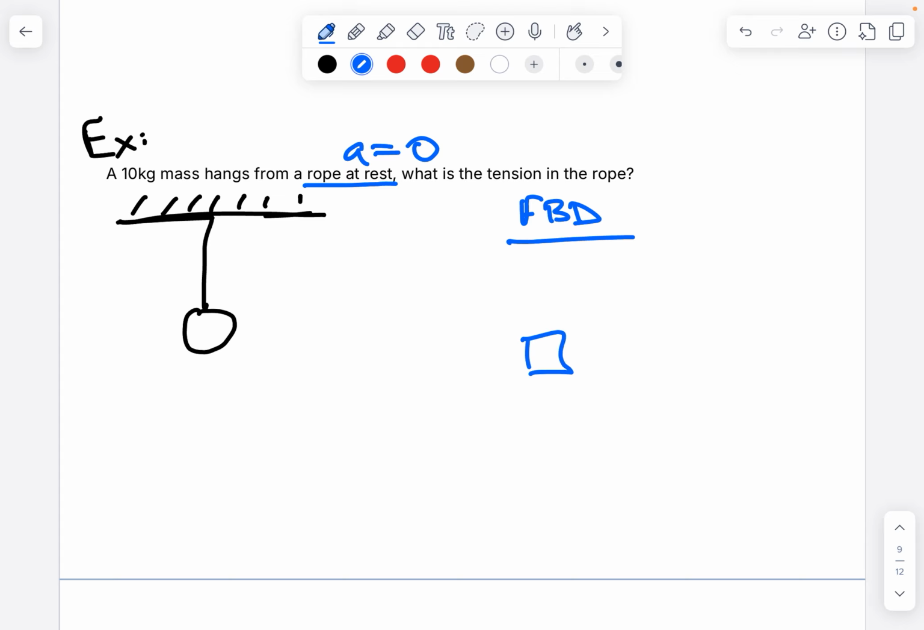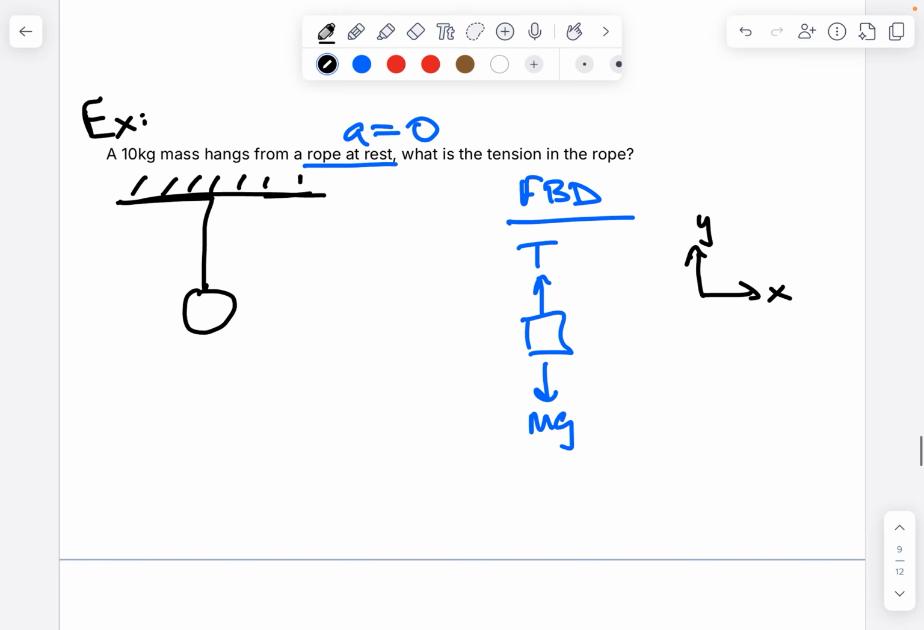So we have our element, we have our weight force being mg pointing downward, and we have our T for tension force pointing upwards. And remember to draw your coordinate system. So I'm going to draw positive y up, positive x to the right. And there is no acceleration in the y or x direction, and there's only forces in the up and down, in the y direction, so we can completely ignore x.